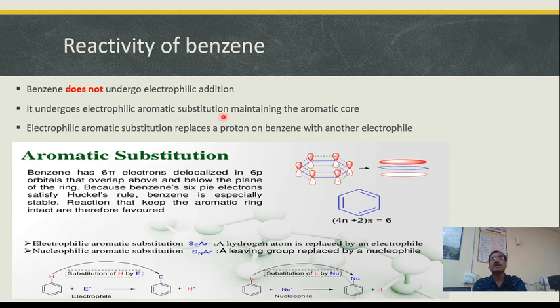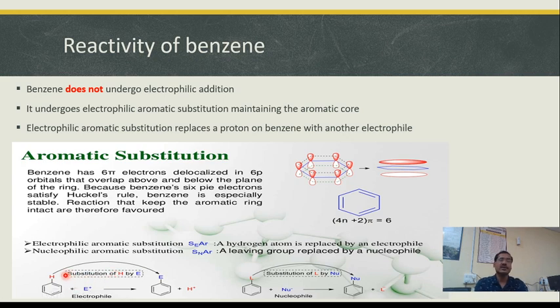Rather, it undergoes aromatic electrophilic substitution. Now, the basic question is, why does it undergo aromatic electrophilic substitution? The answer to this question lies in the maintenance of aromaticity in the product. If benzene undergoes addition reaction, then it will lose its aromaticity. On the contrary, if it undergoes substitution reaction, its aromaticity will be retained. And that is why it undergoes aromatic electrophilic substitution reaction.